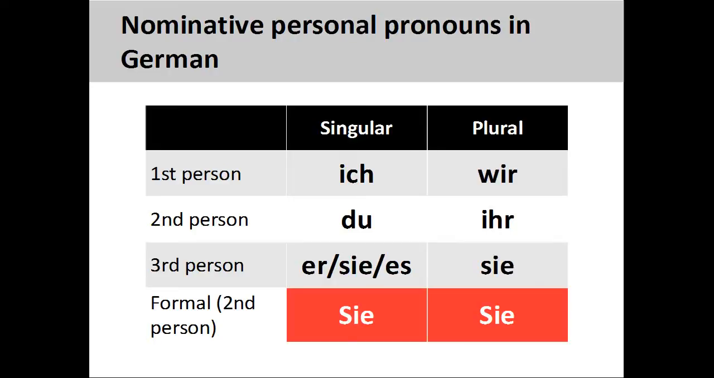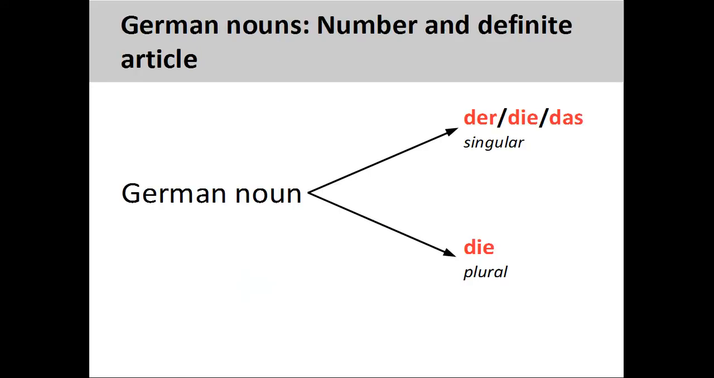Before we go any further, it is important to note that German has a formal form of address, Sie, you sir or you ma'am, which is used with strangers, business associates, acquaintances, and situations outside of the family. As you see on the screen, there are both singular and plural second-person forms of this personal pronoun. Both forms are capitalized. Let's now apply what we learned about personal pronouns to German nouns.